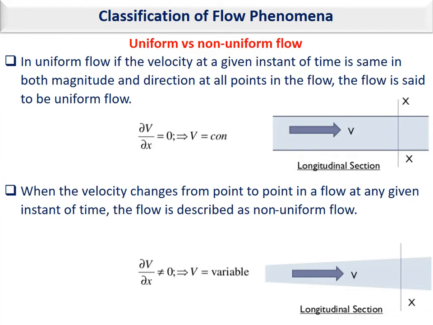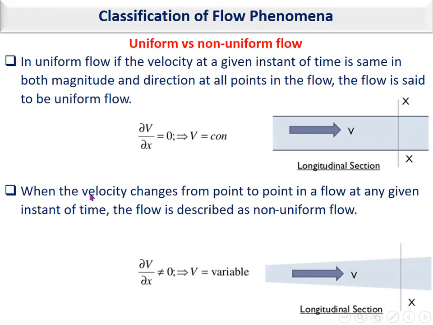We will discuss that later in this session. But if the flow is fully developed and there's a liquid and the cross-section is constant, then the velocity v does not change. So ∂v/∂x is 0, or we say v is constant. In this case, we call this flow a uniform flow.